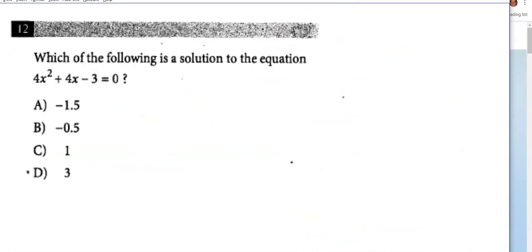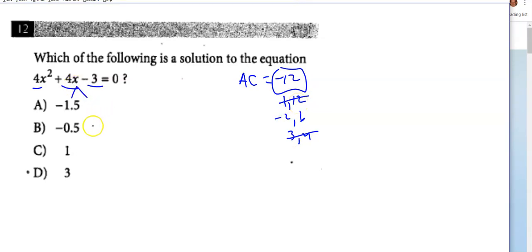Let's do the PSAT. Which of the following is a solution to the equation there? Stop it. Try this one. You could try to factor it. So I'm going to use the AC method. A times C would be 4 times -3, which is -12. So I'm going to factor -12 as many different ways as I can. That would be 1 and 12, 2 and 6, 3 and 4. Do any of those add up to +4? Those don't. This could work if the 2 was negative. I think that could work.